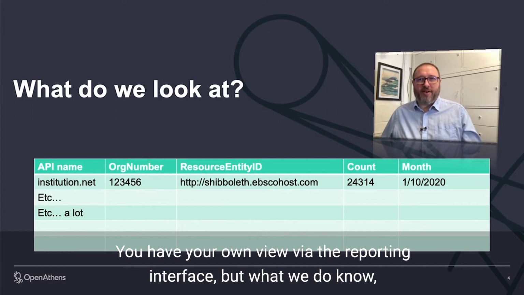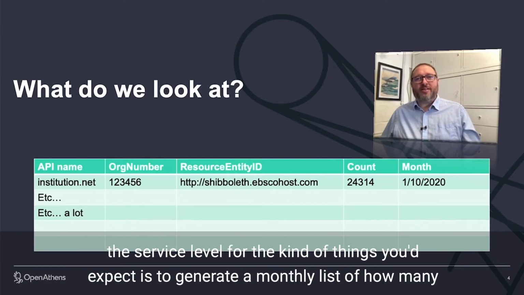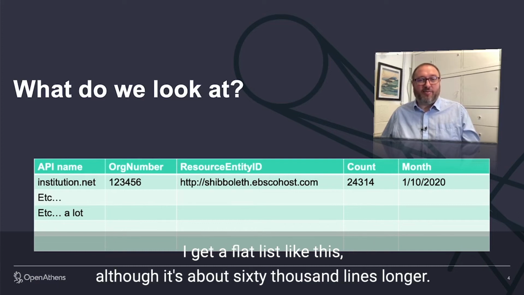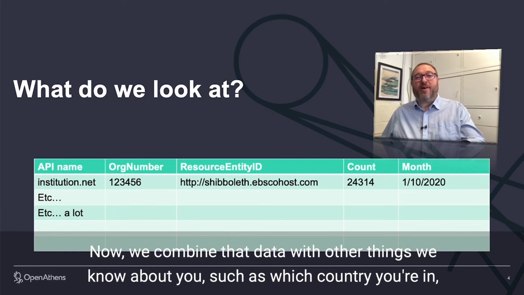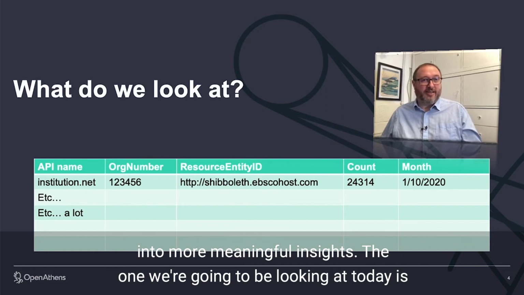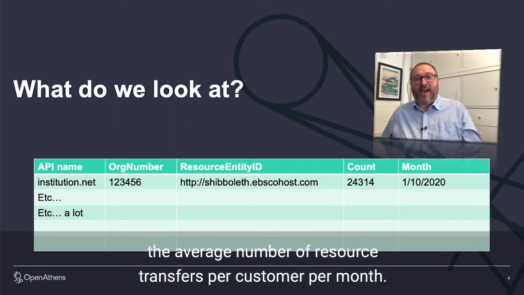Now, you have your own view via the reporting interface, but what we do at the service level, for the kind of things you'd expect, is to generate a monthly list of how many times each resource has been accessed by each organisation. I get a flat list like this, although it's about 60,000 lines longer. Now we combine that data with other things we know about you, such as which country you're in, whether you're an education site or a hospital, and so on. And we use that to organise the data into more meaningful insights. The one we're going to be looking at today is the average number of resource transfers per customer per month.